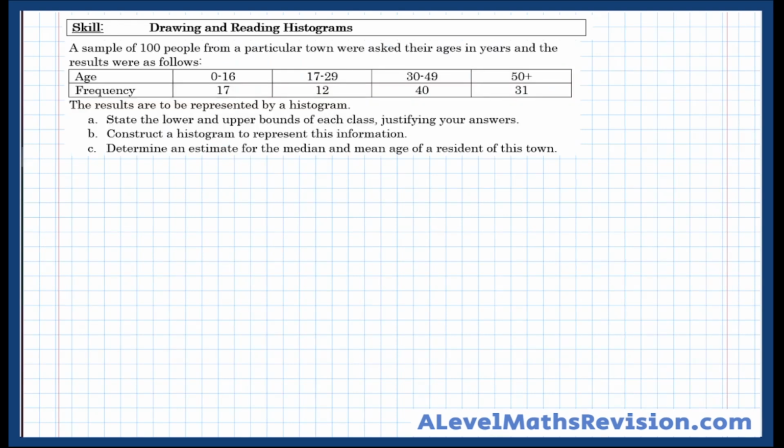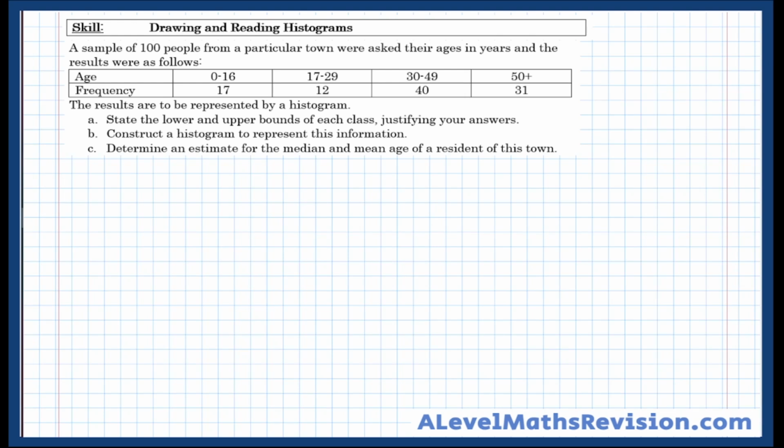So this one says a sample of 100 people from a particular town were asked their ages in years, and the results were as follows. So you've got all your data there. The results are to be represented by a histogram. State the lower and upper bounds of each class, justifying your answers. And at A level, this is the sort of problem that they could throw your way, because notice that there looks to be gaps between the classes. This one finishes at 16, then there's a whole number before we get to the next class, 17. So it looks like a bit of a discontinuity, if you like.